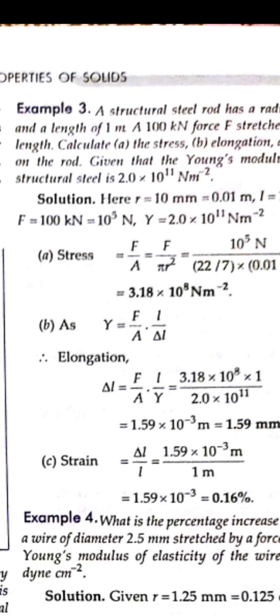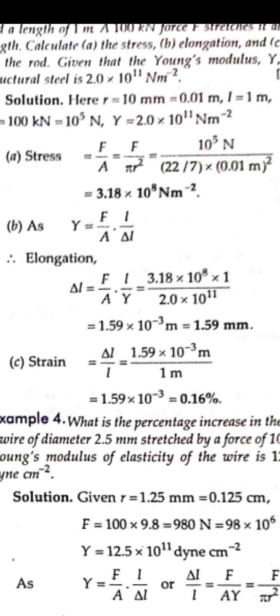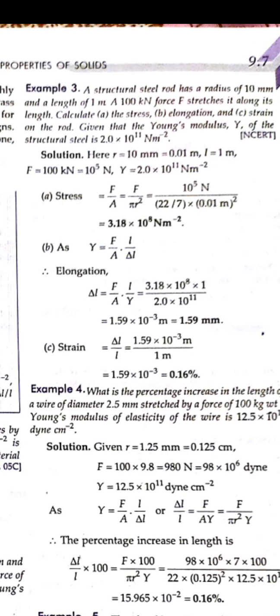So the last question is, what is the percentage increase in the length of a wire of diameter 2.5 mm stretched by a force of 10 kg weight? Young's modulus of elasticity of the wire is 12.5 into 10 to the power 11 dyne per centimeter square.